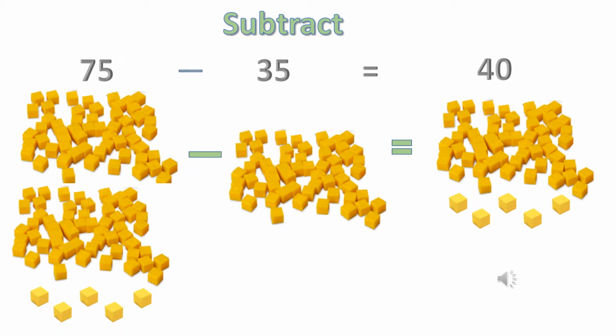Or let's say you started with a big number of yellow cubes and you counted them and you found out that you had 75. If you took away 35, you would have some number left. You could count them and you would discover that you have 40 plastic cubes left over.